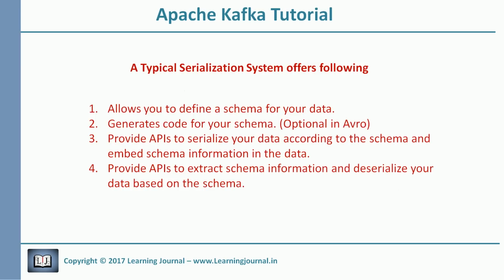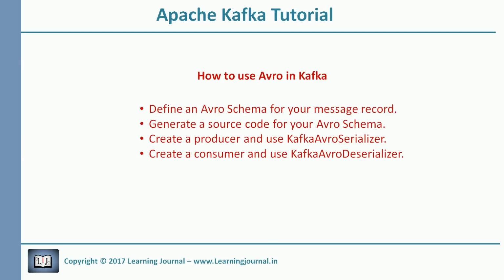So let me redefine these 4 steps regarding Kafka implementation. So the first step is to define an Avro schema for your message record. We have already done that. The second step is to generate a source code for your Avro schema. We have done that as well. The third step is to create a producer and use Kafka Avro serializer. And finally, create a consumer and use Kafka Avro deserializer. The whole process is quite straightforward.